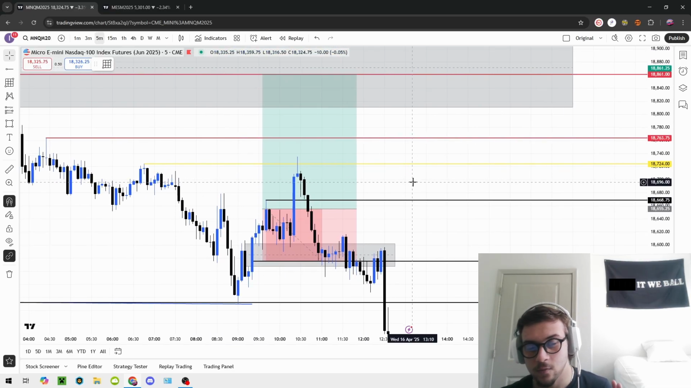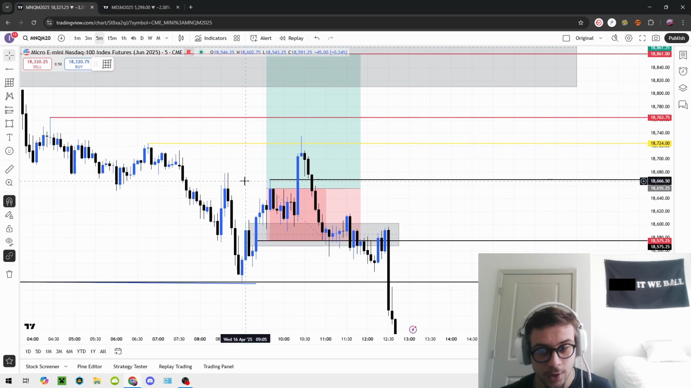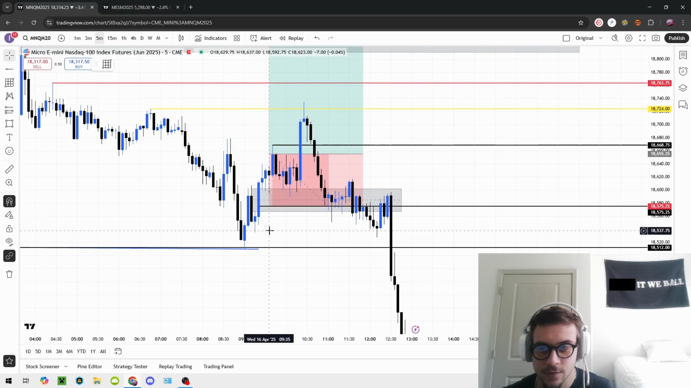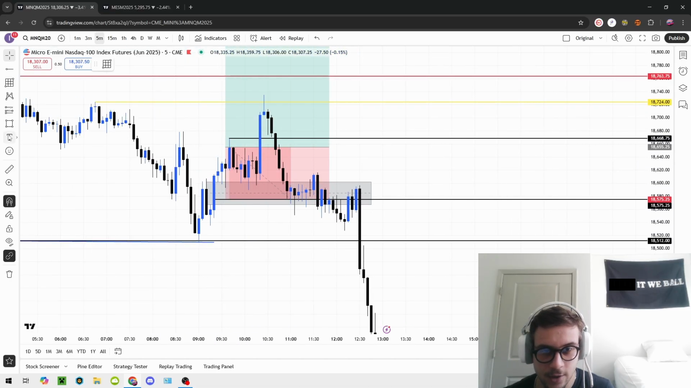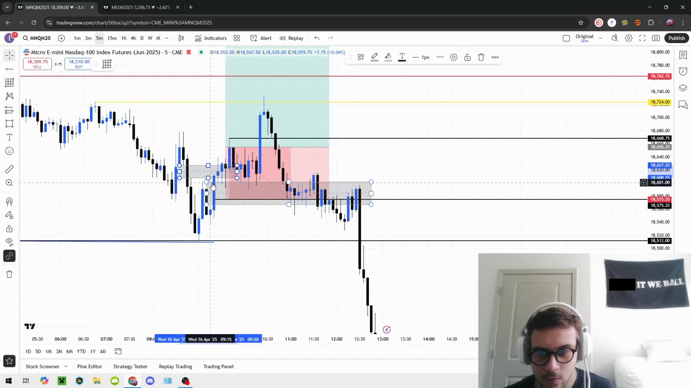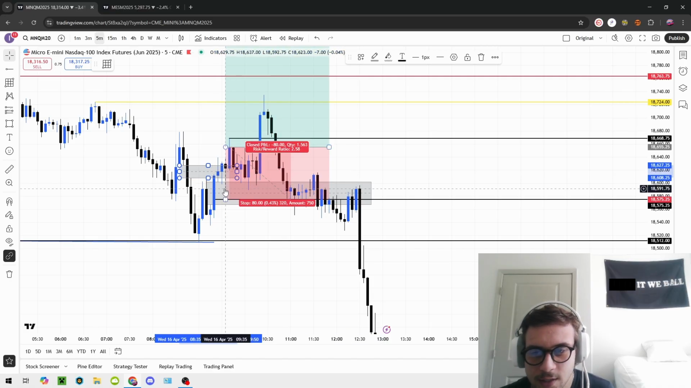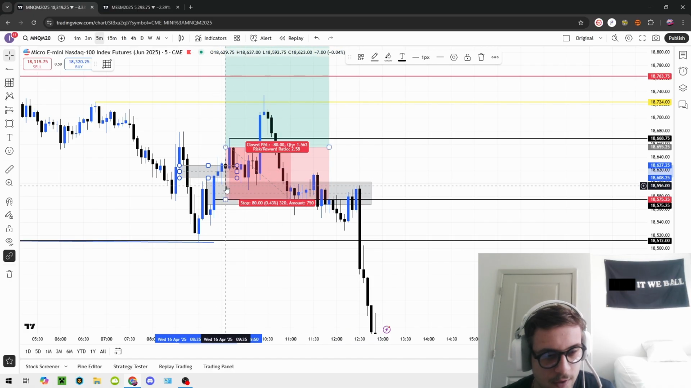Second thing that I should probably have done was entered earlier. What I should have done was, after the liquidity sweep, entered off of this fair value gap getting hit with this candle right here, and retraced into this fair value gap and then entered off of this hit right here.